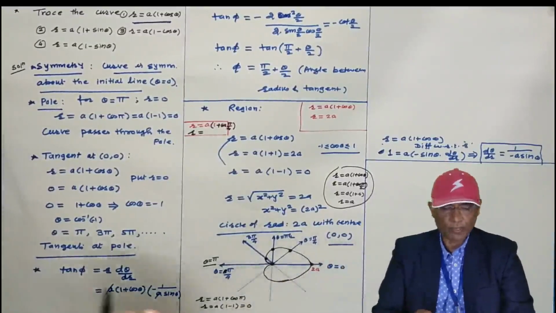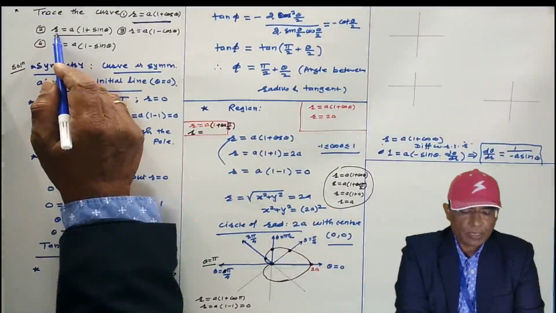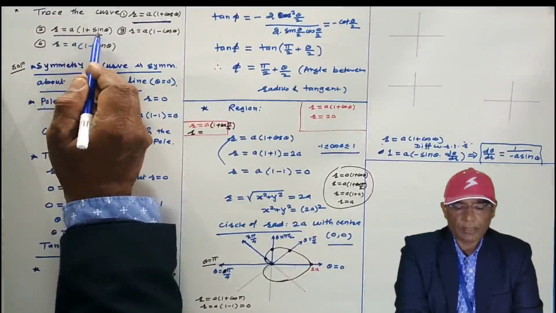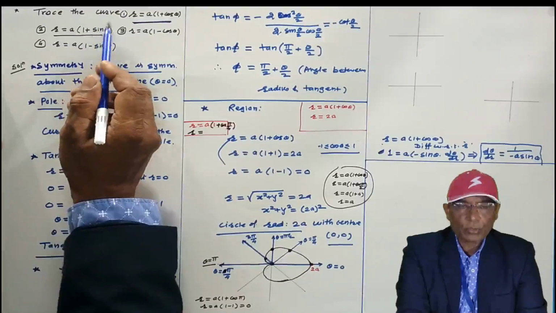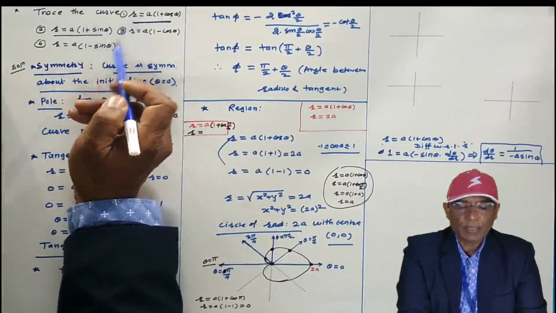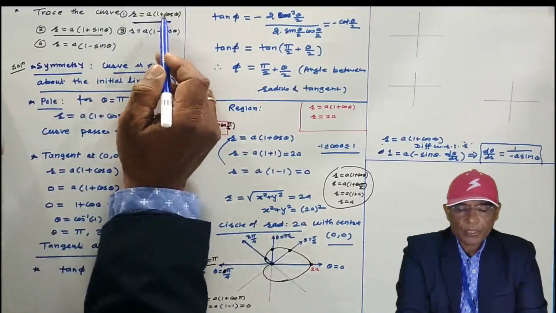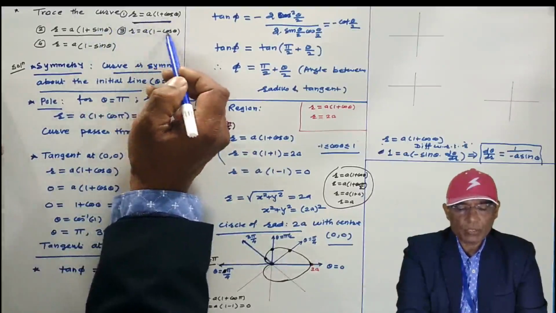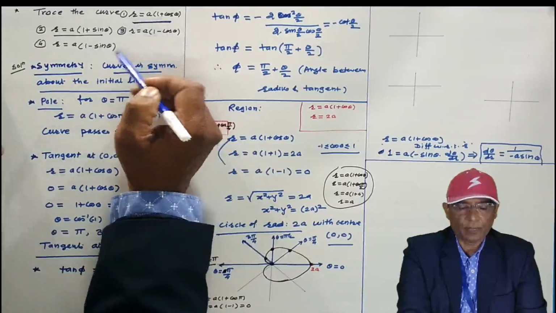Now the next one, the second curve we are going to trace, r equals a(1 plus sin theta). As I told you, all these are similar. The only change you are going to find here is plus cos, plus sin, minus cos, minus sin, in that way.